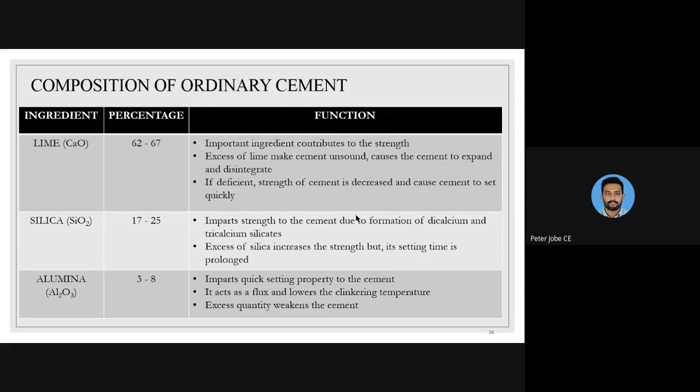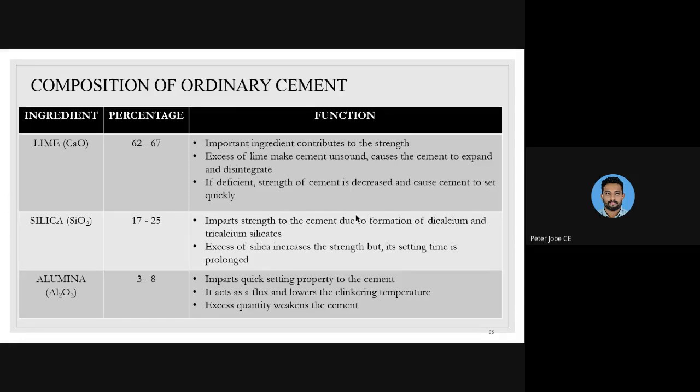the main ingredients are all those things, and several manufacturers, depending upon the availability of their raw materials, will change all these percentages slightly according to that. If you look at the common brands available, like Ultratech and Chettinad cement, there will be some difference in these ingredients. However, it will be within that particular range. So we are talking about that range.